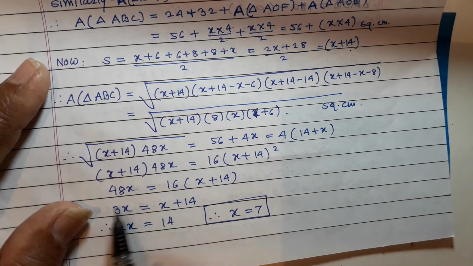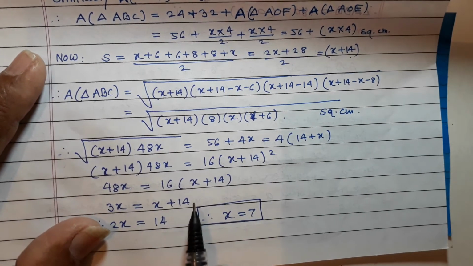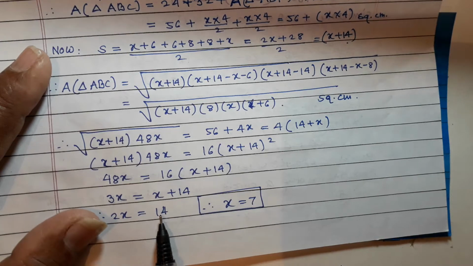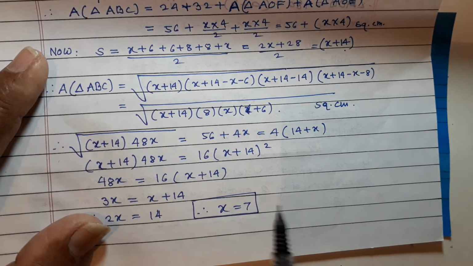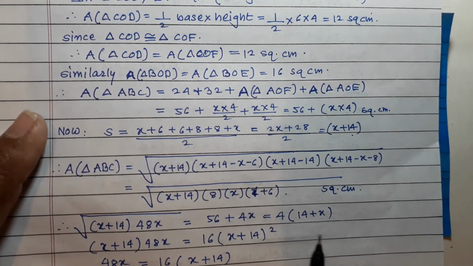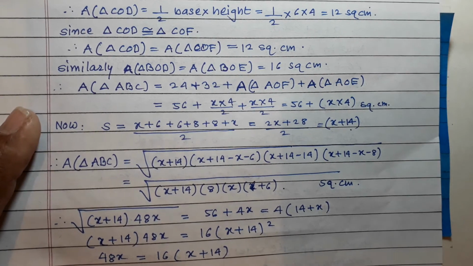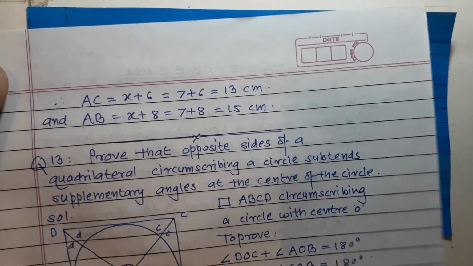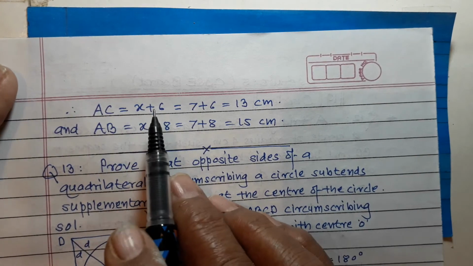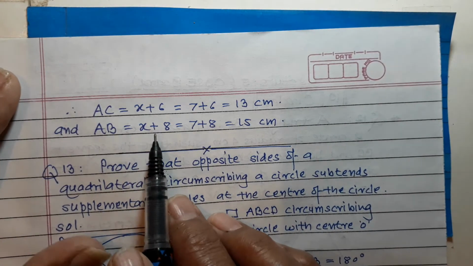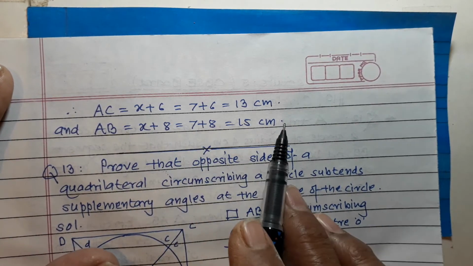So this you bring over here. So this is 3x is equal to x plus 14, and hence 2x is equal to 14 and x is equal to 7. So this example is slightly complicated. Try to understand this example, go through this example again, and therefore x is equal to 7, and therefore AC is equal to x plus 6, that is 7 plus 6, 13 centimeter, and AB is equal to x plus 8 is equal to 15 centimeter.